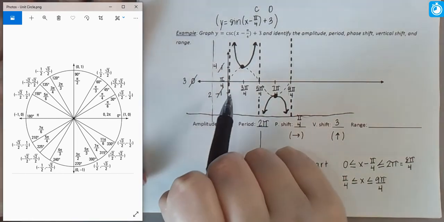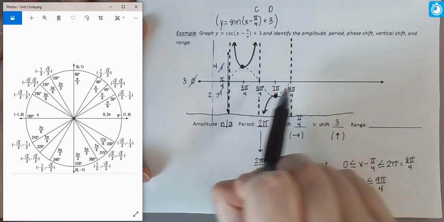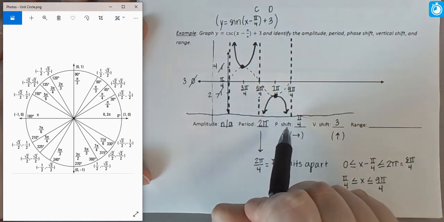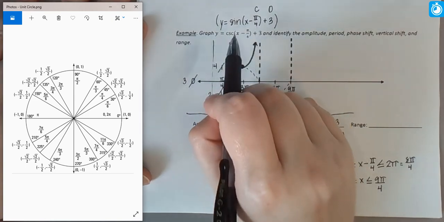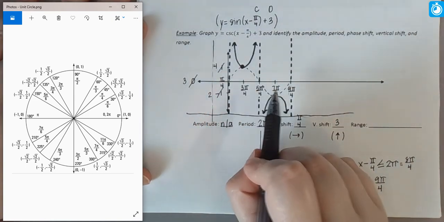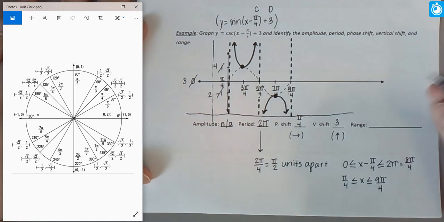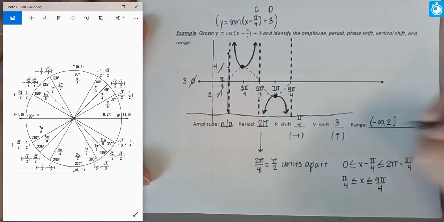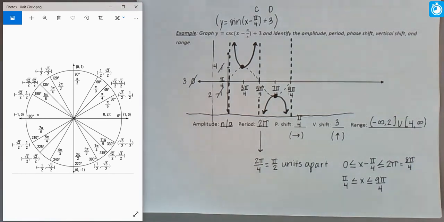So the sine would go from 2 to 4. Those will be the values that we omit when we're looking at the range for the cosecant. So we have all the y values we want, 4 and above, and then all the y values we want, 2 and below. So our range is going to be negative infinity to 2, including 2, union 4 to infinity.